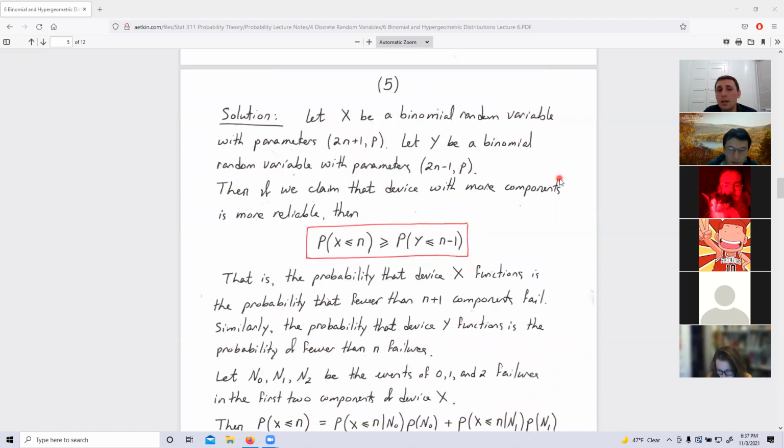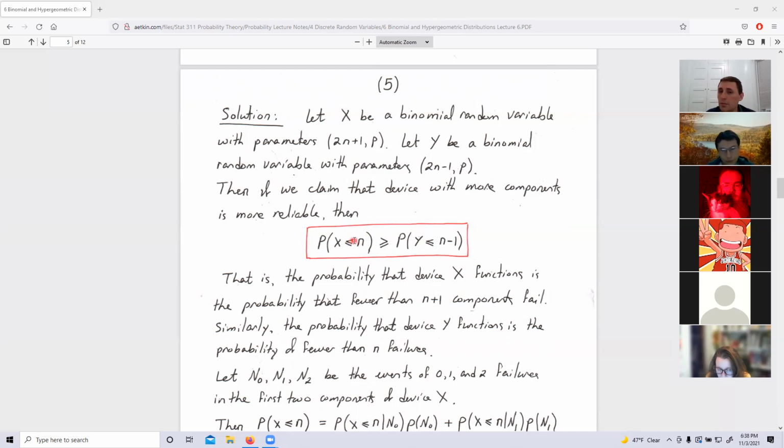Then we have the device that has more components, that is device X, is more reliable or less reliable. Let me think which is one. Reliable, then what do you have? You have the probability that X is less than or equal to n. That's the more than half mark, right? Is bigger than or equal to the probability Y is less than or equal to n-1. You see what I mean?